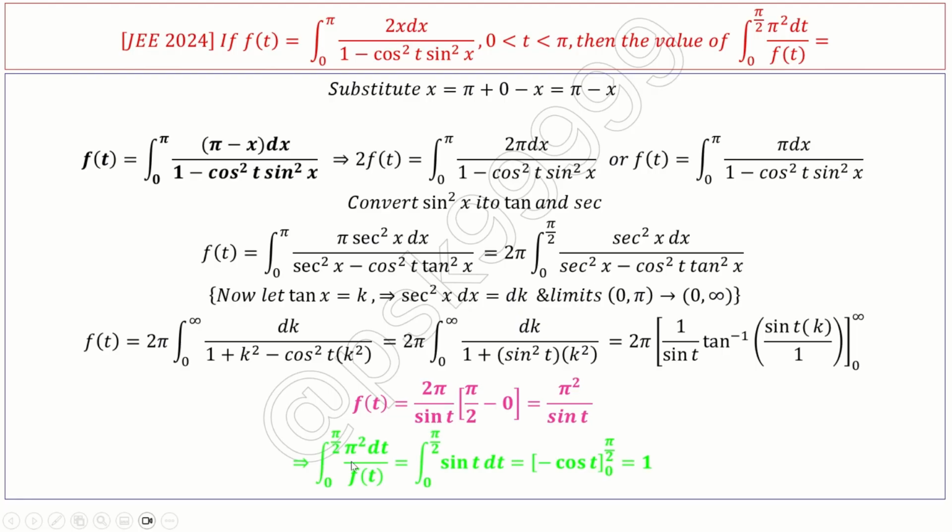So my integration is very simple now. My integration finally I should find: integration from 0 to pi by 2 of sin t dt, which is minus cos t. Apply the limit 0 to pi by 2, I get the value 1. That's the answer.